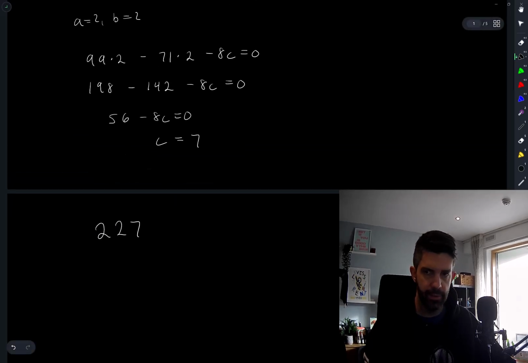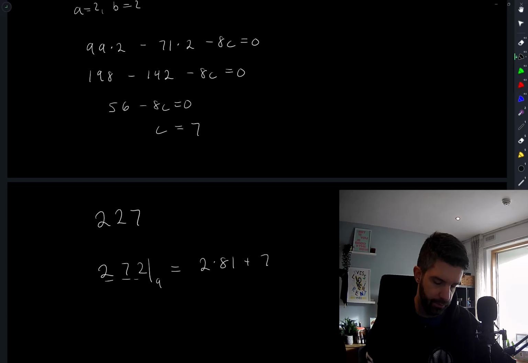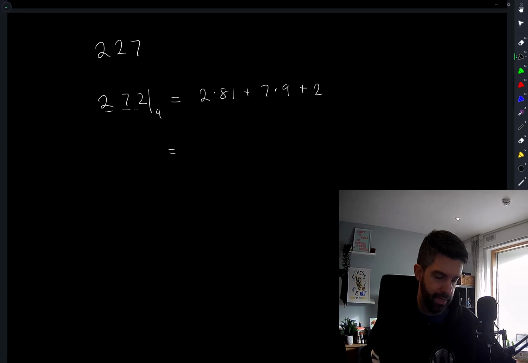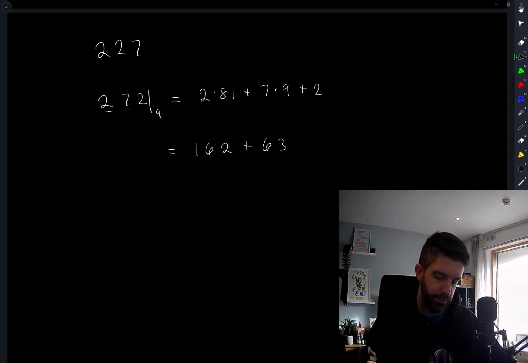So let's check in base 9. We want the number 272 in base 9. This is equal to 2 times 81 plus 7 times 9 plus 2. So 81 times 2, 162, plus 7 times 9, 63, plus 2, 162 plus 65, 227. So this works.